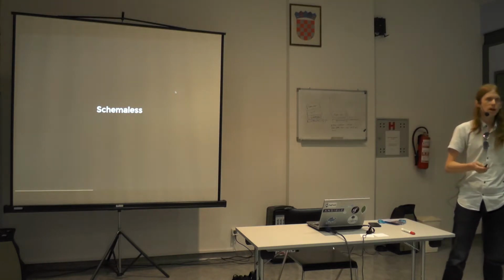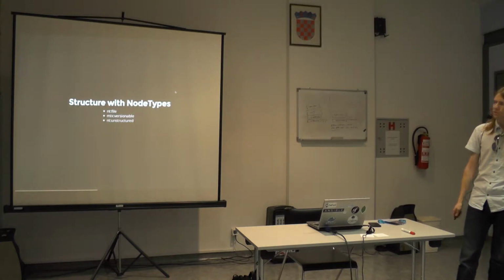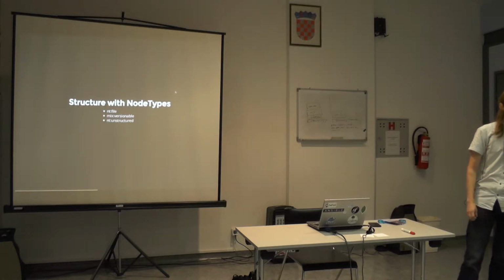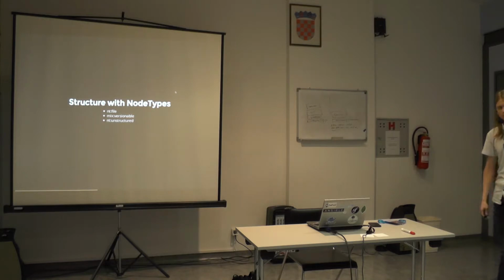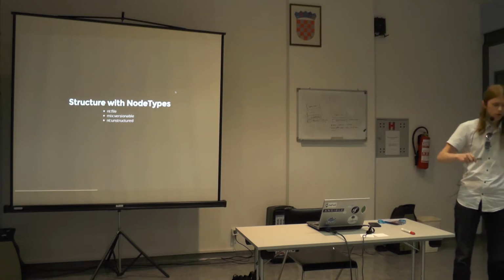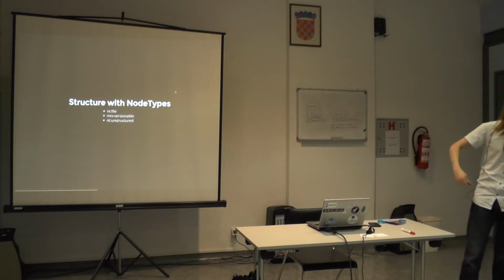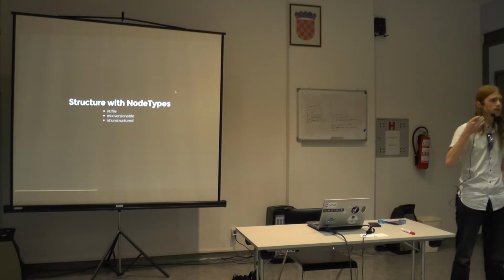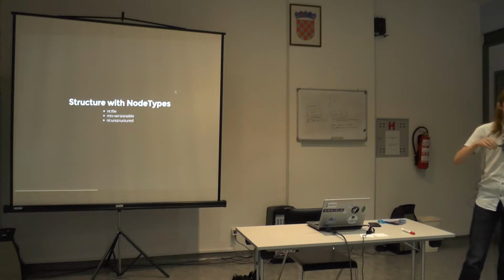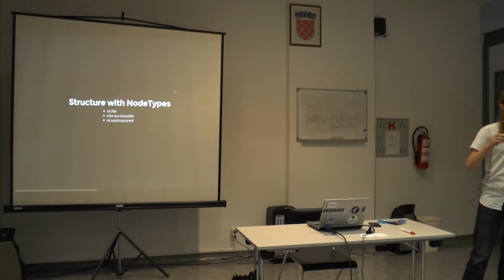But you can add structure with node types. Node types are, how do you say, a way of describing how your nodes should look like. So in this case, I have nt:file. nt:file defines for you that a child node should be a resource. Part of the resource is the binary data itself. It also has the MIME type that should be stored, and stuff like that.